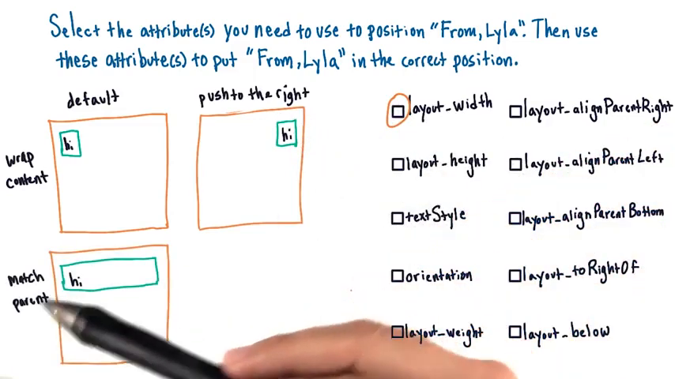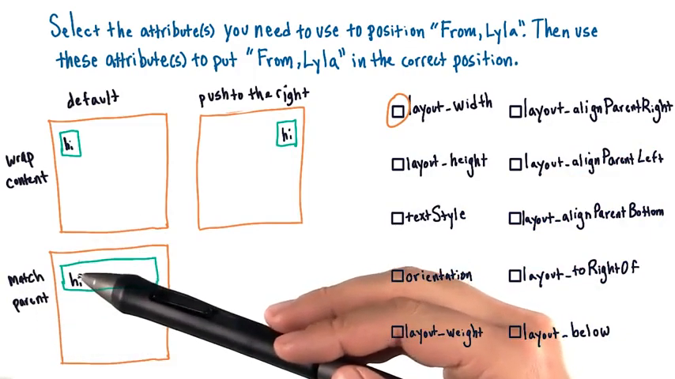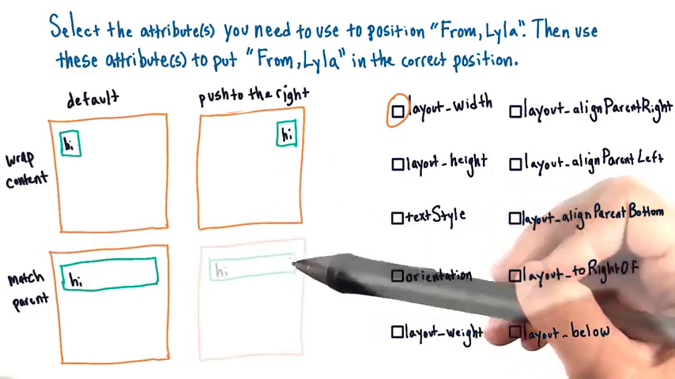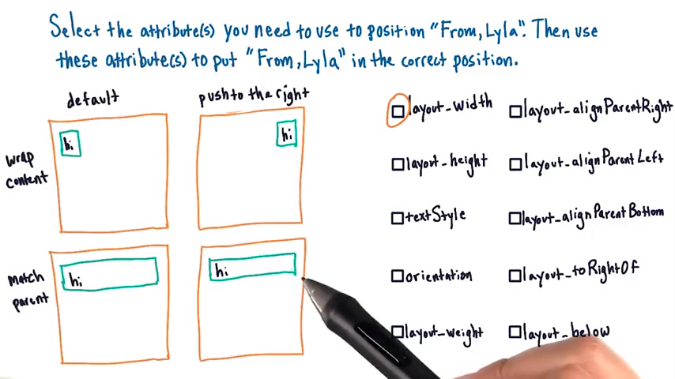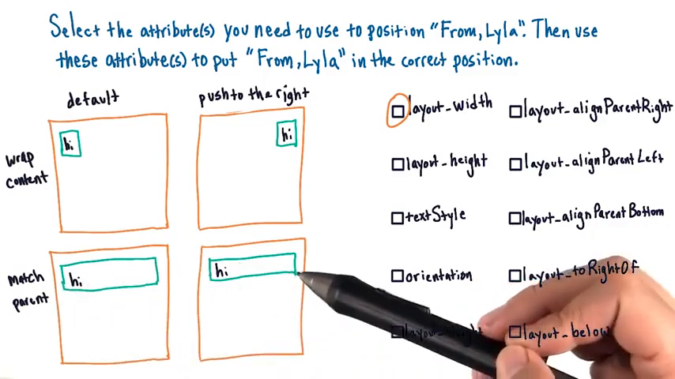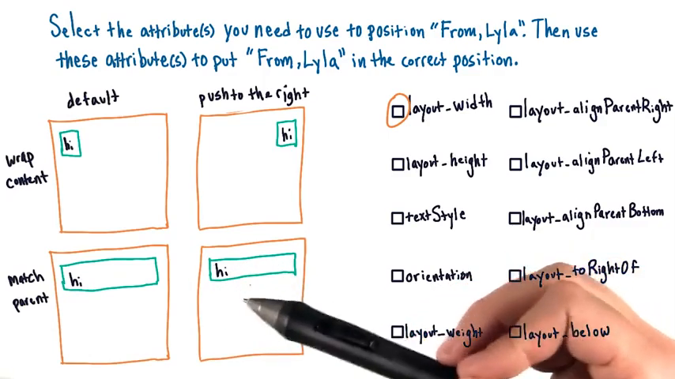If instead I use match parent, by default, hi will still be in the upper left-hand corner. But if I then try to set an attribute to push it to the right, it'll try to push this text box to the right, but it already is as far right as it can be because it's expanding to match the parent and fill the whole view group. In the case of using match parent, we can see that the hi text hasn't actually moved.